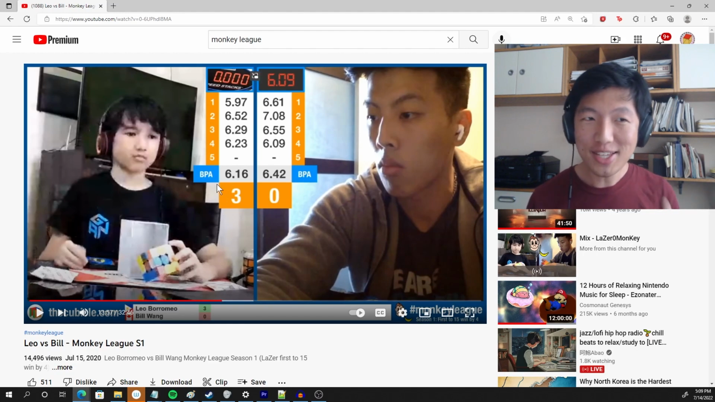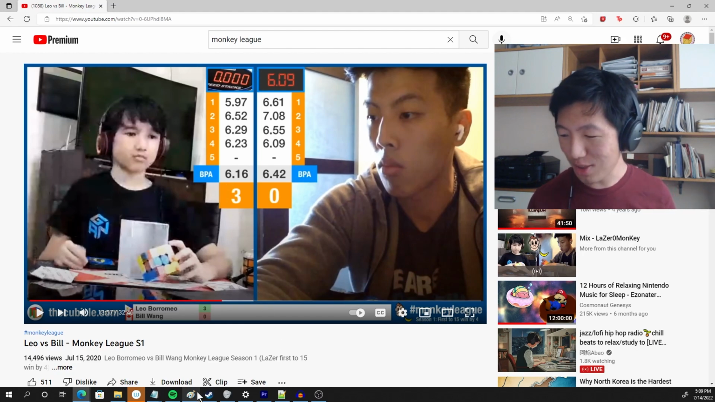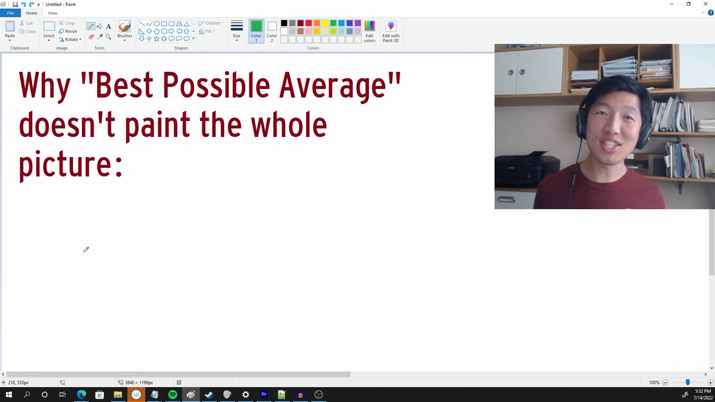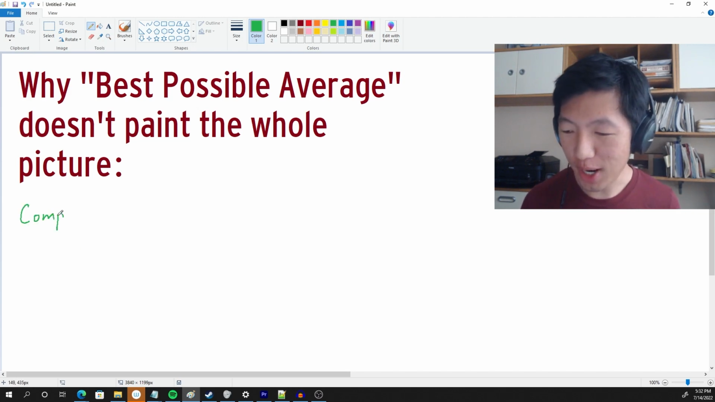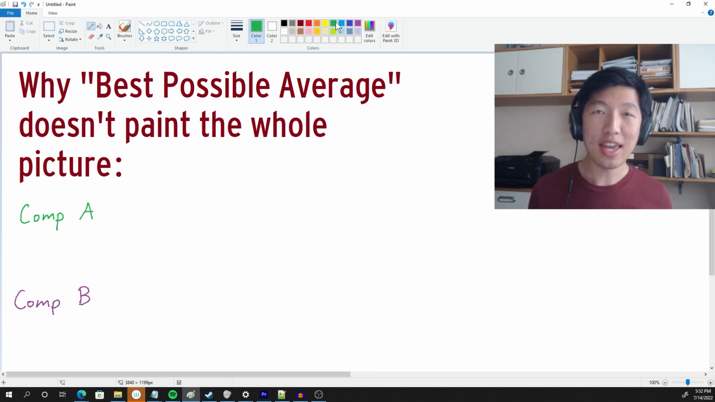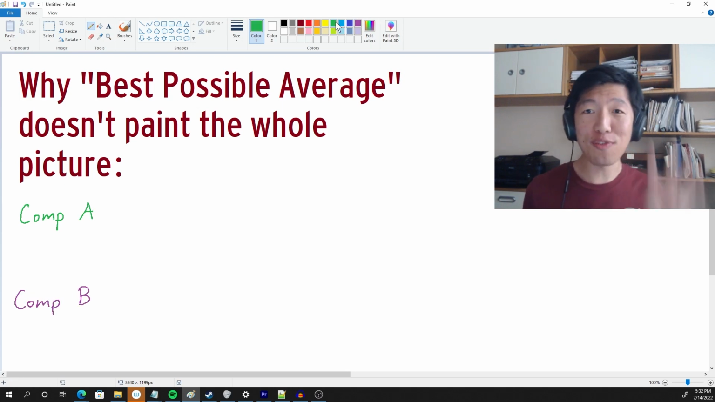Anyway, why is best possible average not painting the full picture? Let's look at a hypothetical. Suppose the competition comes down to 2 competitors who could win the whole thing. Competitor A, who I'll write in green, and competitor B, who I'll write in purple. At this point, each of them has already completed 4 of their 5 final round solves.